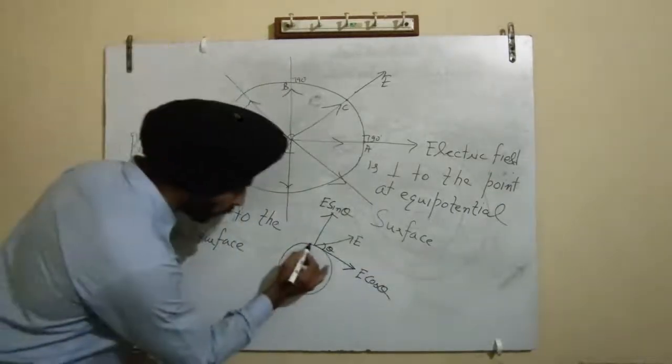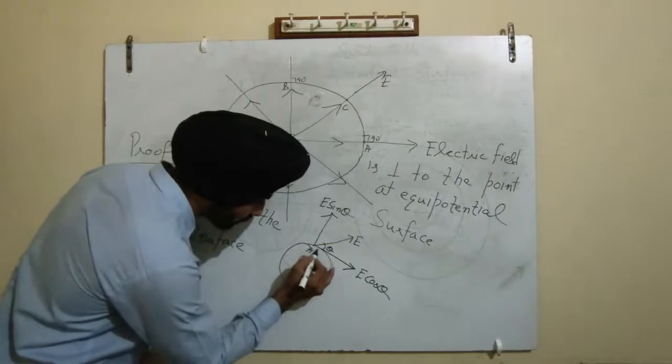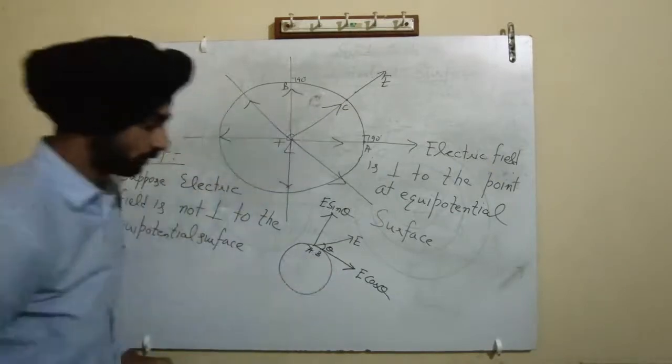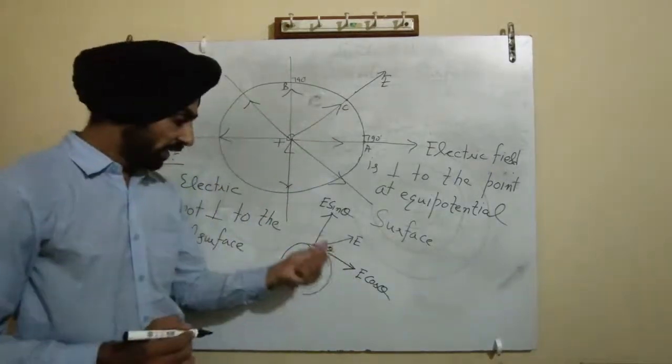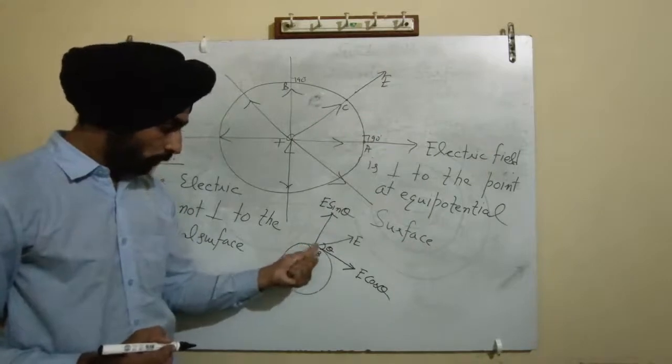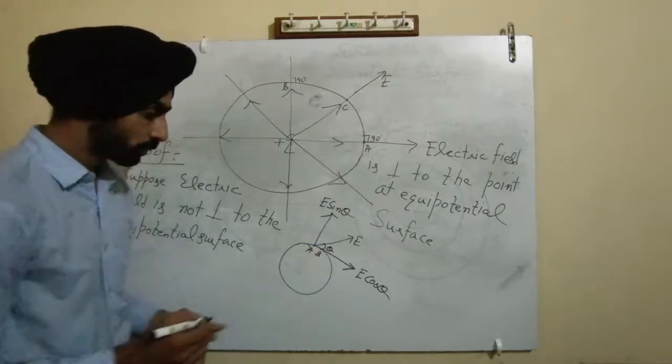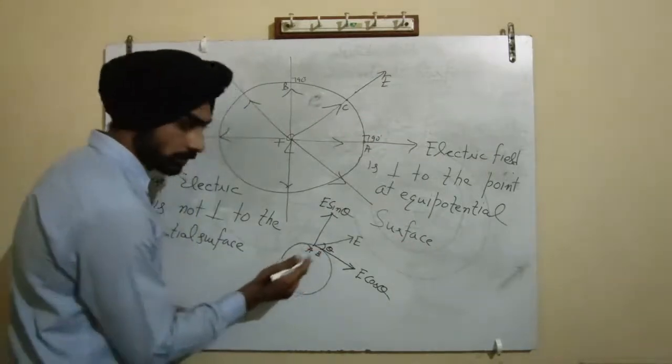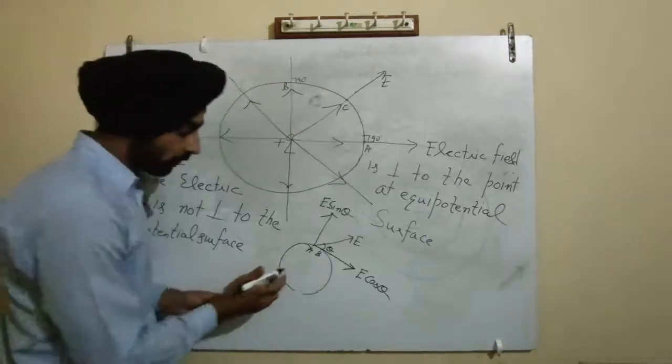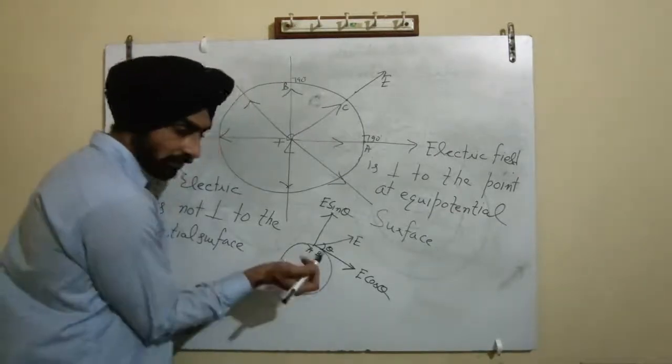So the E cos theta component of the electric field will act along the surface of the equipotential surface. Suppose this is point A and this is point B. So the electric field is acting at point A and also at point B. So the electric field will be different at A and different at B.